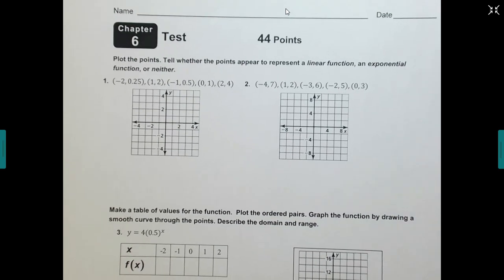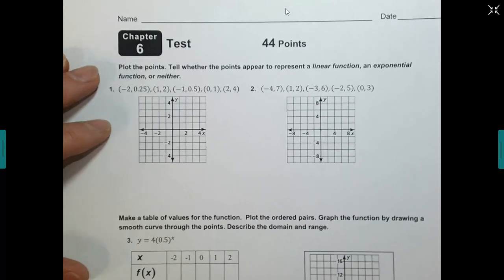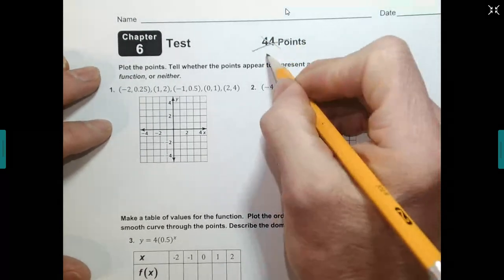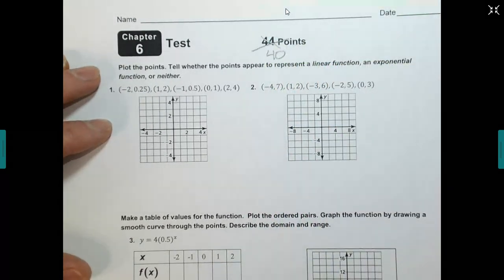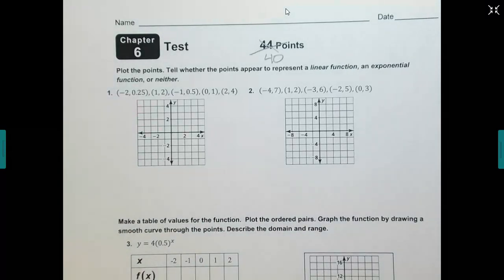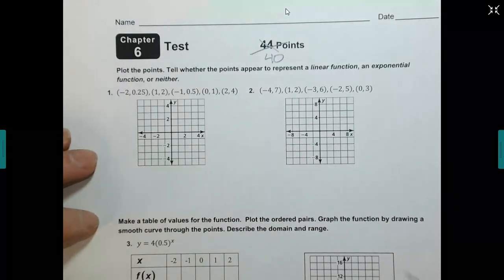All right, today we're going over test corrections for Chapter 6 test. And it is, in fact, worth 40 points. First off, we're going to tell whether the points represent a linear function, an exponential function, or neither. So we have to plot the points.